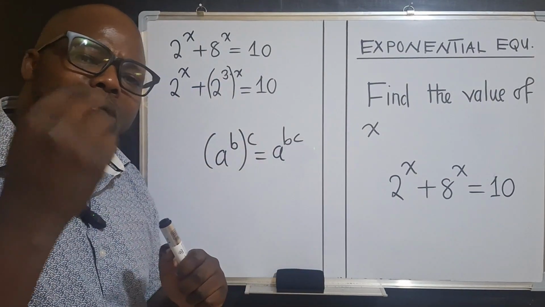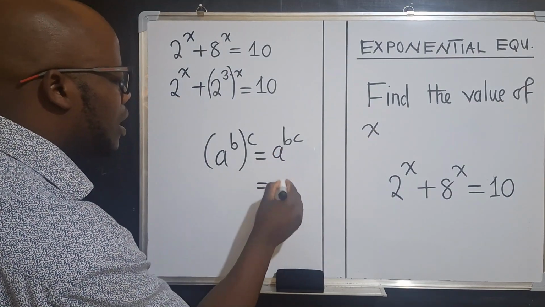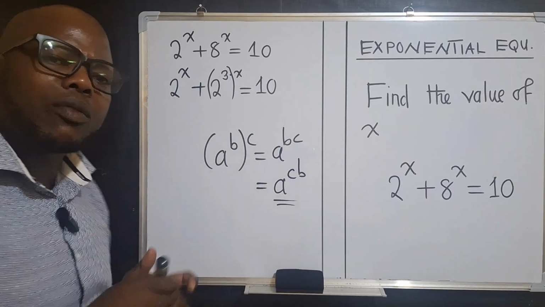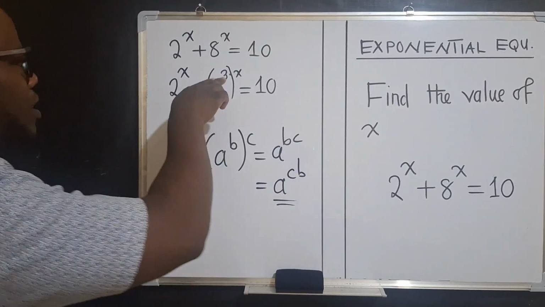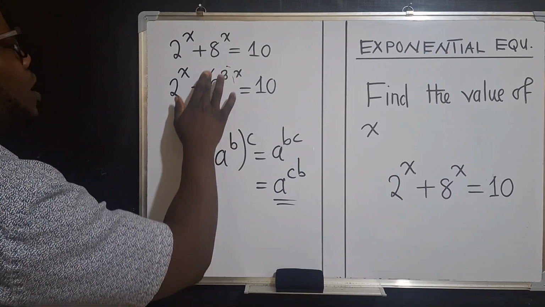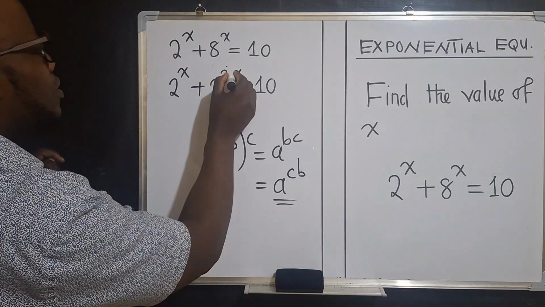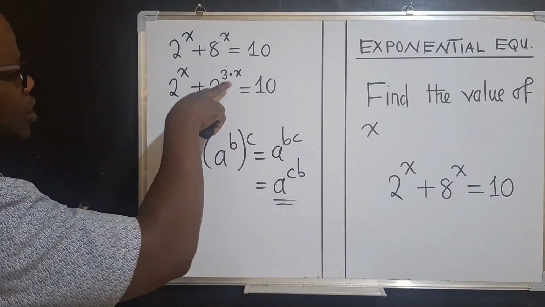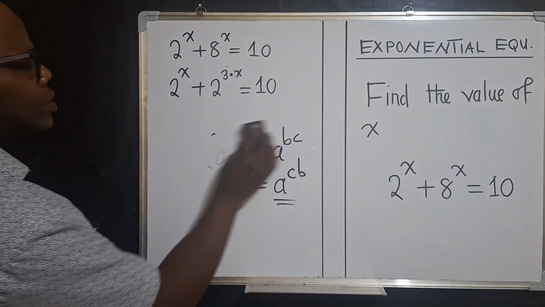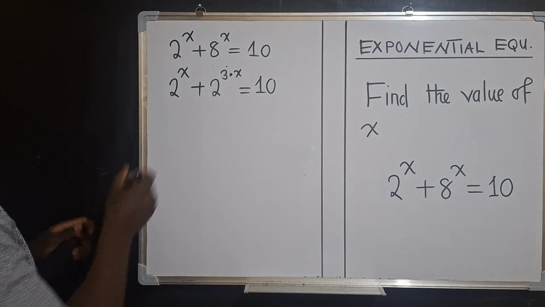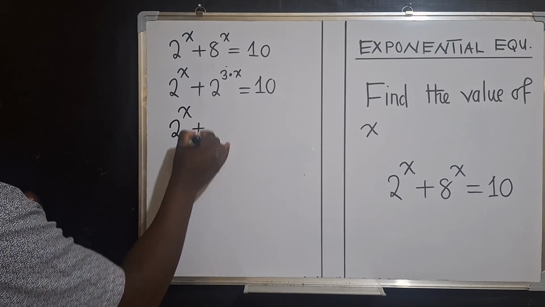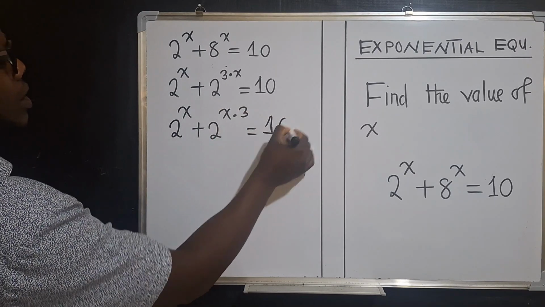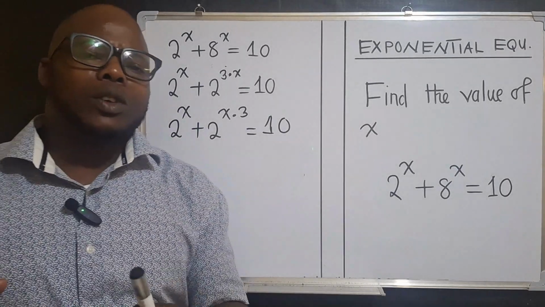And then the other thing that you need to know is that this can be written as a power c b like this. It's commutative. You can switch like I've done here. So you also need to know that. And this is what I will apply right here. And in mathematics, when you see a dot, it means multiplication. So I'm multiplying here. So let me write this in this form where I switch the powers. So all this thing will be 2 power x plus 2 power x multiplied by 3 is equal to 10.